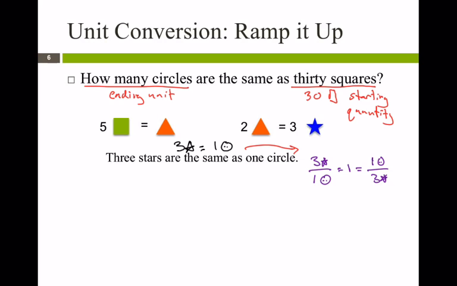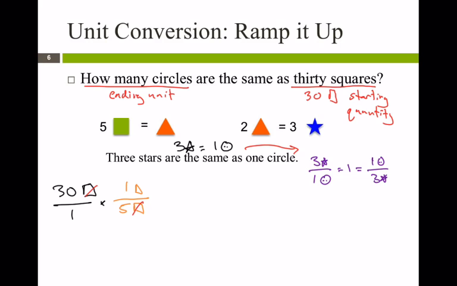So let's go ahead and write out our starting quantity. We know that we have 30 squares this time. We're going to write that over 1. And now we're going to use our different conversion factors. I can't remember the exact colors we have, but I think the orange one stated that if we have 5 squares, that is the same as 1 triangle. That allows us to convert from squares to triangles.